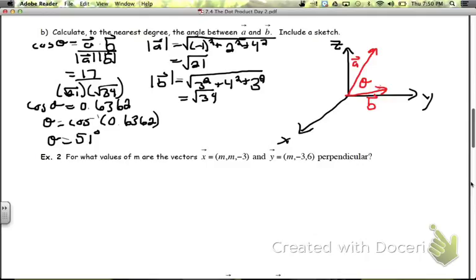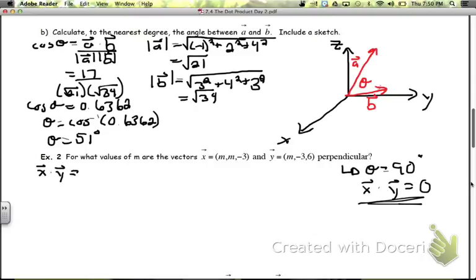For what values of m are the vectors x, which is equal to (m, -3), and our vector y, which is equal to (m, -3, 6), perpendicular? So when we have perpendicular vectors, we know our theta is equal to 90 degrees, but we also know that the dot product between these two vectors is going to be equal to 0. A very important concept to understand, because we know we can find the dot product between two algebraic vectors by multiplying our x1 by y1, adding our x2 times y2, and then adding our x3 times y3.